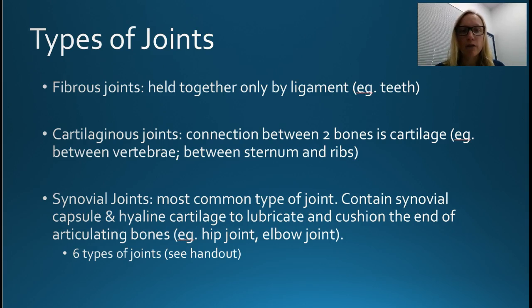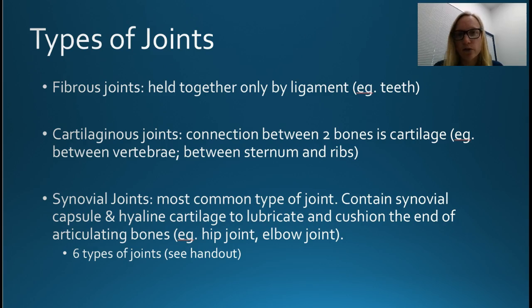So to brief over them, the types of joints you need to know about are fibrous joints, which are held together only by ligament. So for example, teeth. There are a few others that we'll go through with pictures in a tick. Cartilaginous joints are connected between two bones by cartilage. So two bones are connected by cartilage only. For example, two vertebrae are connected by an intervertebral disc, which is made of cartilage, or for example, between the sternum, the breastbone, and the ribs.